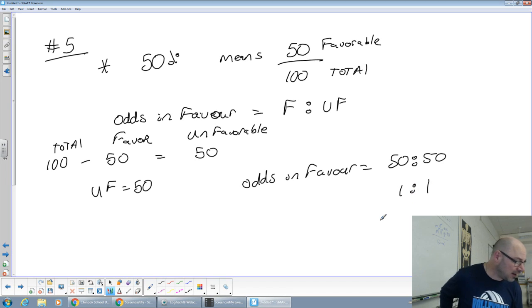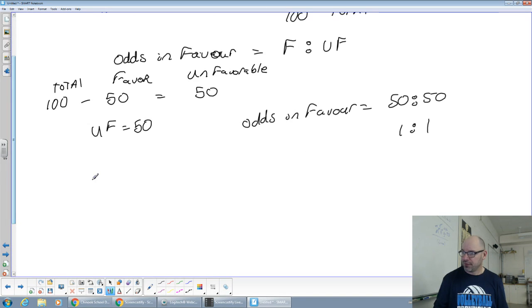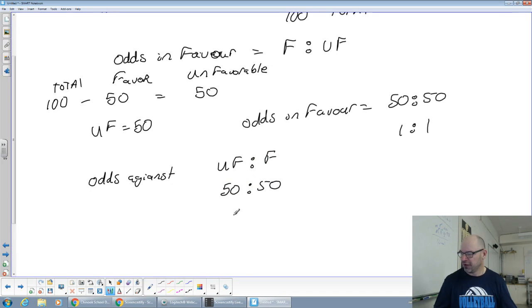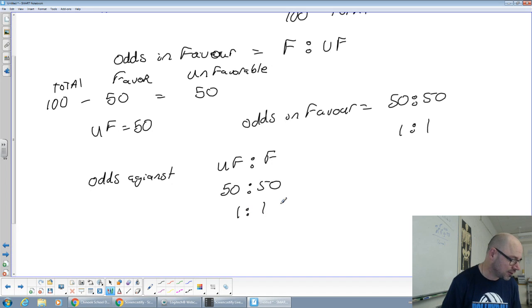Okay. The second question is determine the odds against 2 of our prime ministers having the same birthday. It's the opposite of this. Odds against. Now they say slightly less than because they put that word in there, so you can say that as well. But the odds against are going to be unfavorable to favorable, which turns out to be the same thing. 50 to 50, because you're flipping two of the numbers around that are the same. It's 1 to 1.